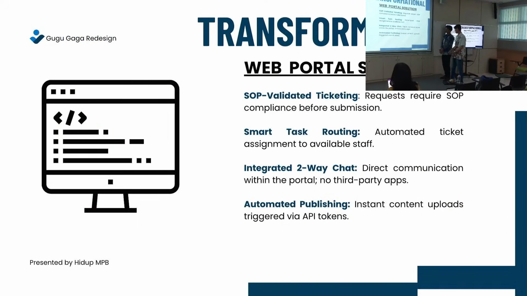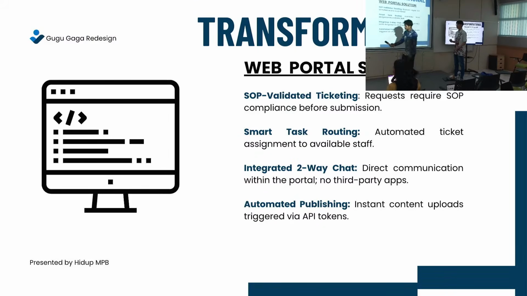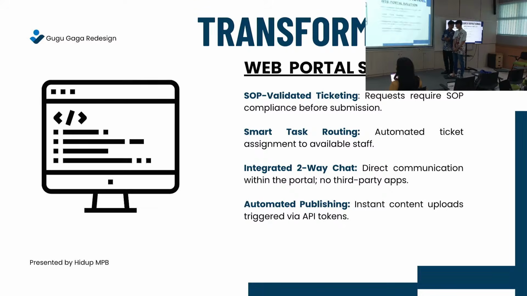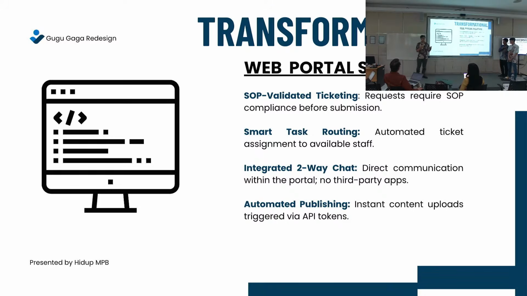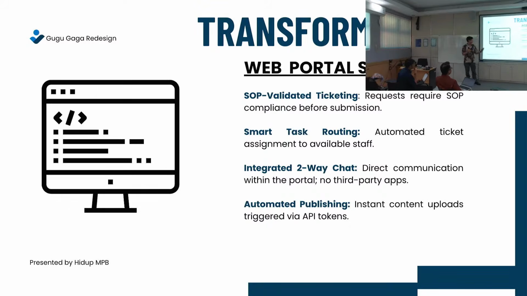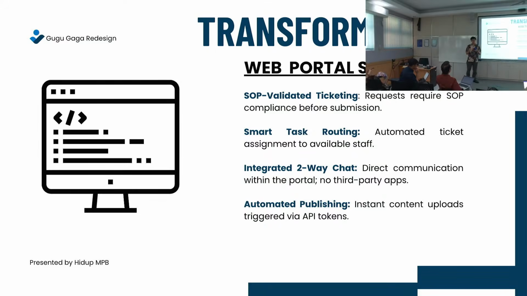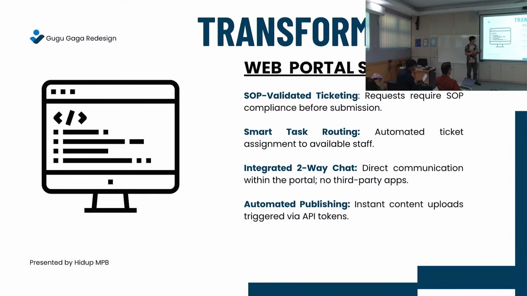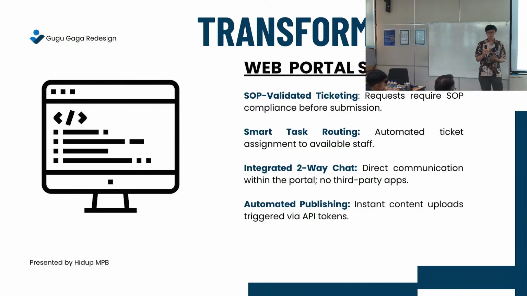So let us move into the transformational redesign. In this transformational redesign, we are focused on using website and API integration. In this website, it will automatically check whether the submission is following the SOP or not. It can also automatically assign the task to staff, handle the communication between the requester and the staff, and automatically publish the content to social media via API integration.